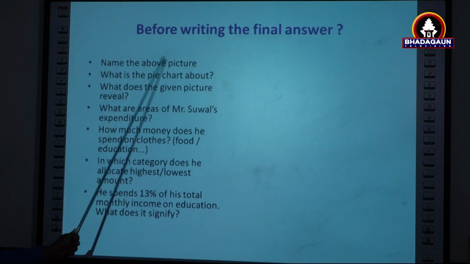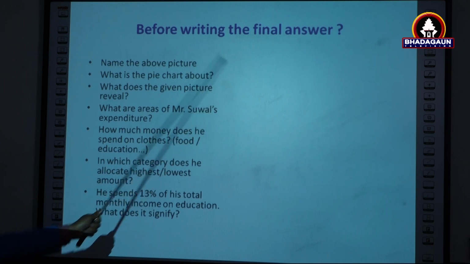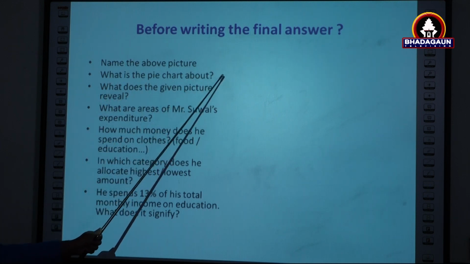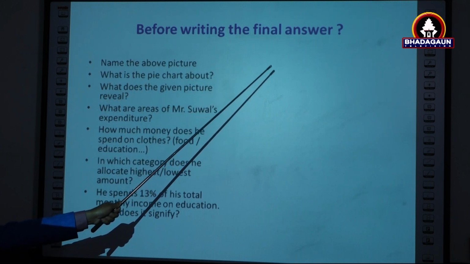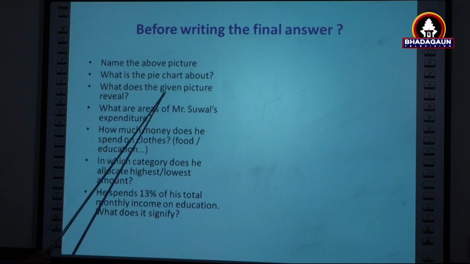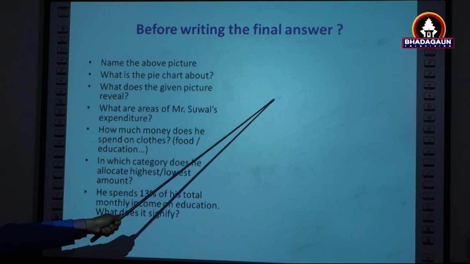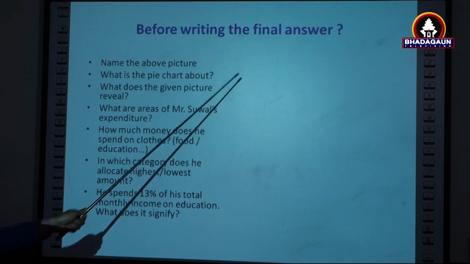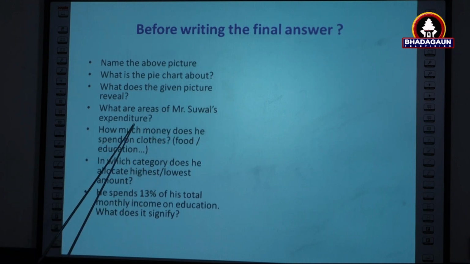First, name the above picture: pie chart. What is the pie chart about? About monthly expenditure of Mr. Sual. What does the given picture reveal? Write the answer. We will discuss this one also. What are the areas of Mr. Sual's expenditure? 5 areas. Write the names. How much does he spend? How much money does he spend on clothes?